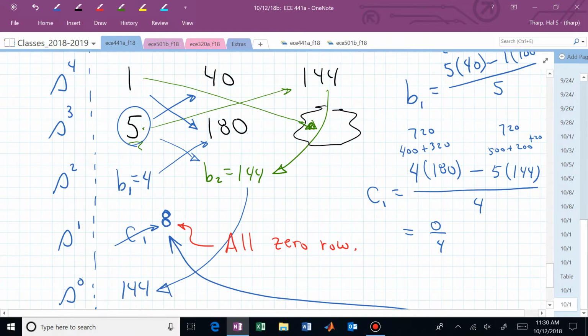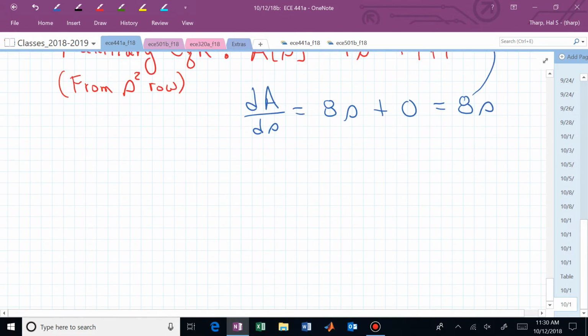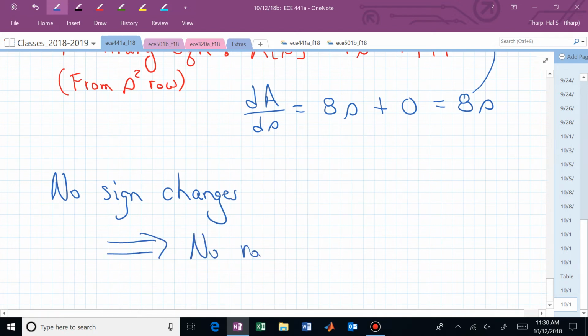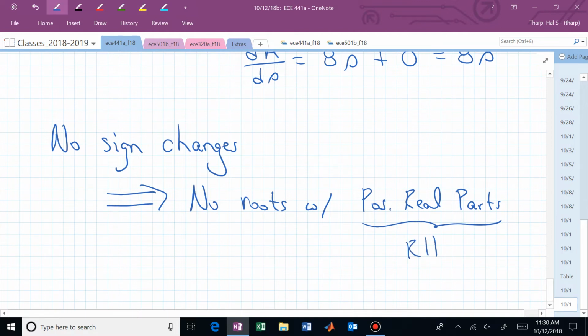What can I say about sign changes? In this particular case, I have a positive, positive, positive, positive, positive. There are no sign changes. So from this Routh array, I see I have no sign changes, and that says I have no roots with positive real parts, or no roots in the open right half plane.